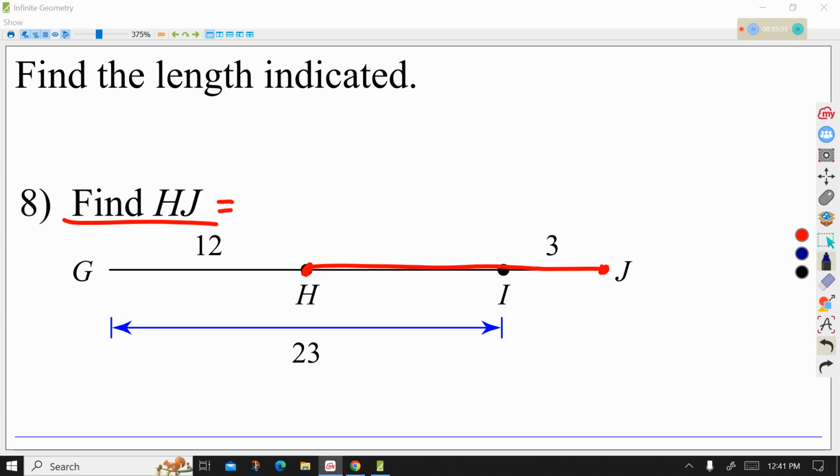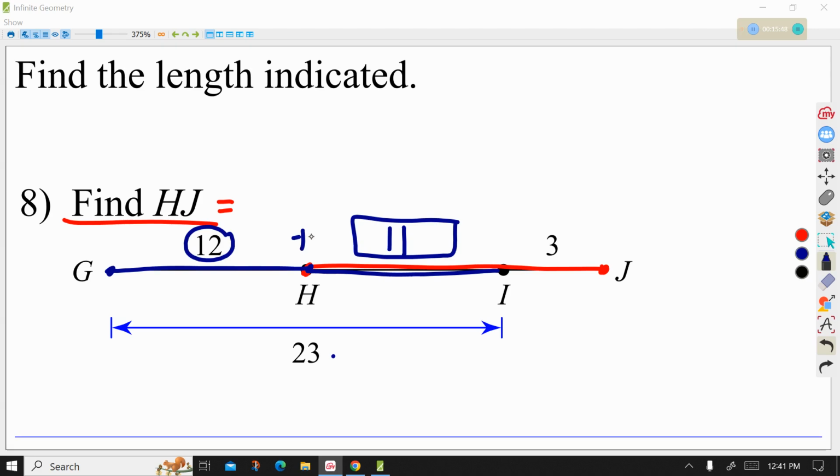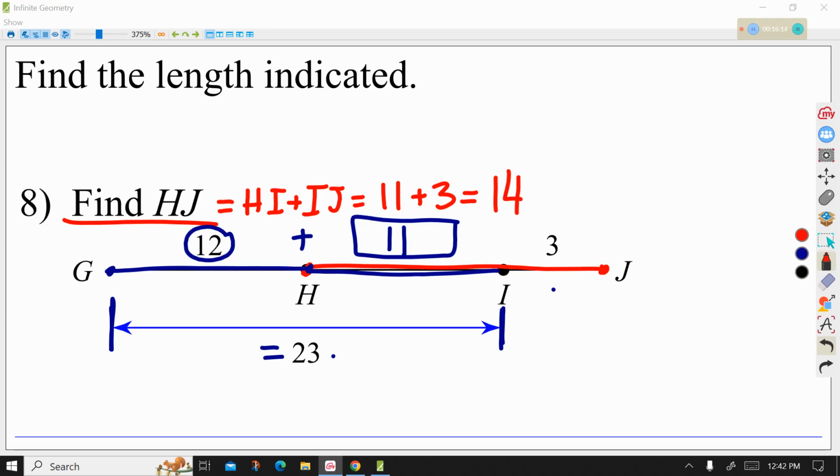But I can tell that this has to be a number that we can tell really quickly because from here to here is already 12, right? And the whole thing has to be 23. So that means that right here we must have 11, right? Because 11 plus 12 is equal to 23, okay? So that's, again, 23 is from there to there. So this little missing piece at the end is still 3. So again, if I want to find HJ, well, I know HJ is equal to HI plus IJ, okay? But HI is equal to 11, and IJ is equal to 3, and so this is equal to 14, okay?